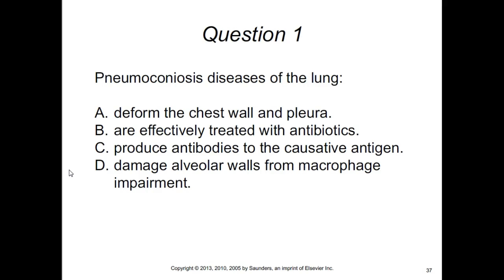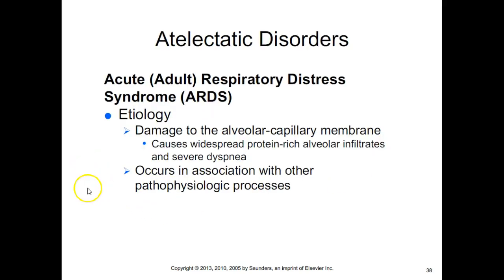Right, so pneumoconiosis, diseases of the lung, right? A, they deform the chest wall and pleura. B, are effectively treated with antibiotics. C, produce antibodies to the causative agent. D, damage alveolar walls from macrophage impairment. Answer to that is D.